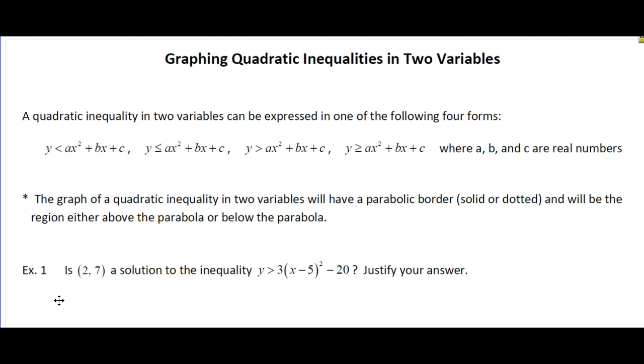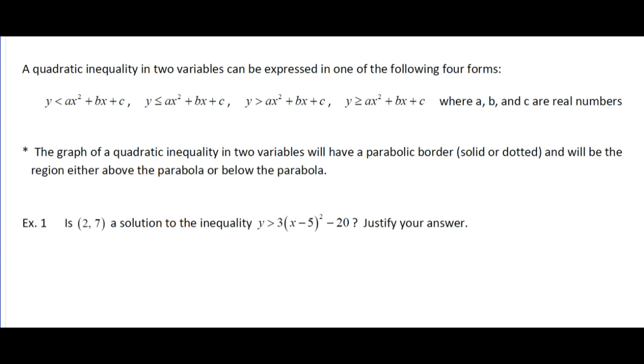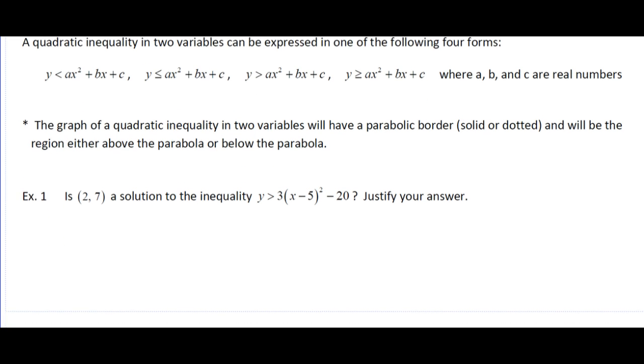Okay, so we know that ax squared plus bx plus c is a quadratic function. Well, y equals would be the graph, which we've spent a little while studying, and now we want y is less than or equal to. So the graph of a quadratic inequality in two variables will have a parabolic border, right? So it's the shape of that quadratic.